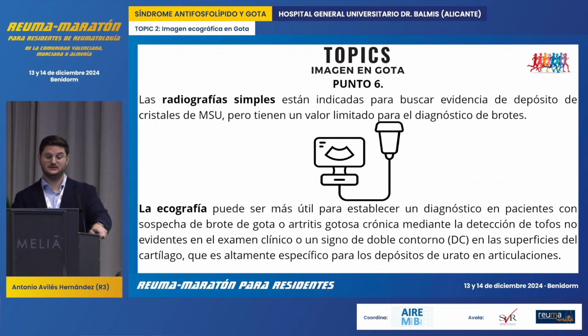They tell us that plain radiography could be useful to see evidence of crystal deposition, but it has limited diagnostic value for flares. It's more useful for identifying chronic changes. However, in that same point, they tell us that ultrasound can indeed be a useful technique for diagnosing the patient, especially when there is a suspicion of gout flares or arthritis.